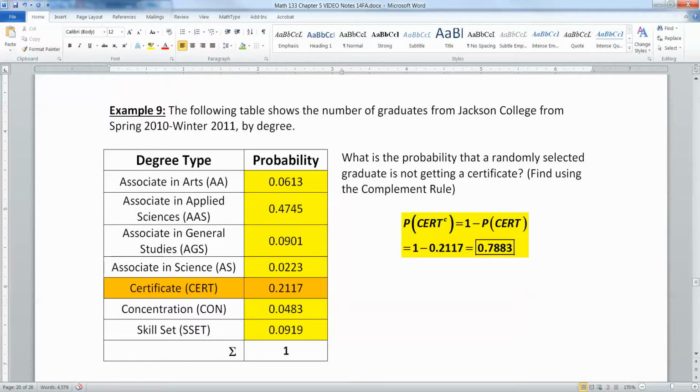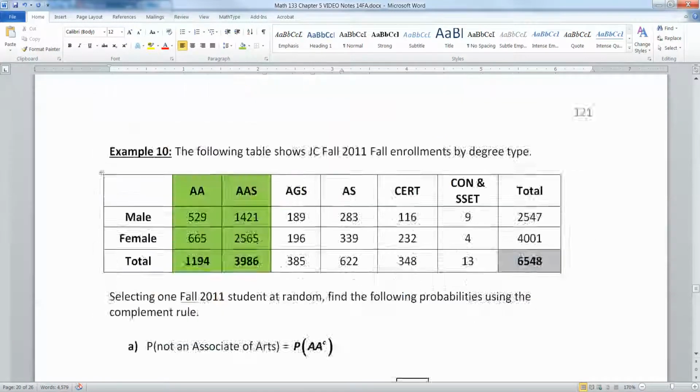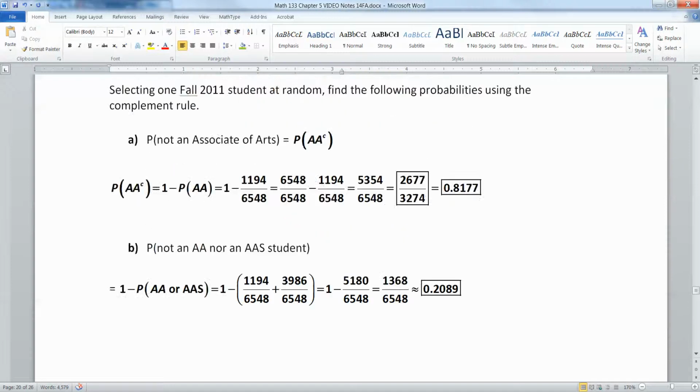What if you're going to draw 2 students or 3 students? How does that change? Well, that's what we'll see in the next section. So I'll see you then.